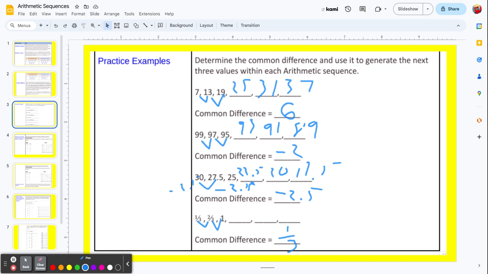So my next value is going to be 4/3, 5/3, and then I'm going to add another 1/3 to that. I get 6/3 or 2. Okay, I could also have written those as mixed numbers, right? So it could have been 1 and 1/3 for the 4/3. It could have been 1 and 2/3 for the 5/3 if I wanted to.